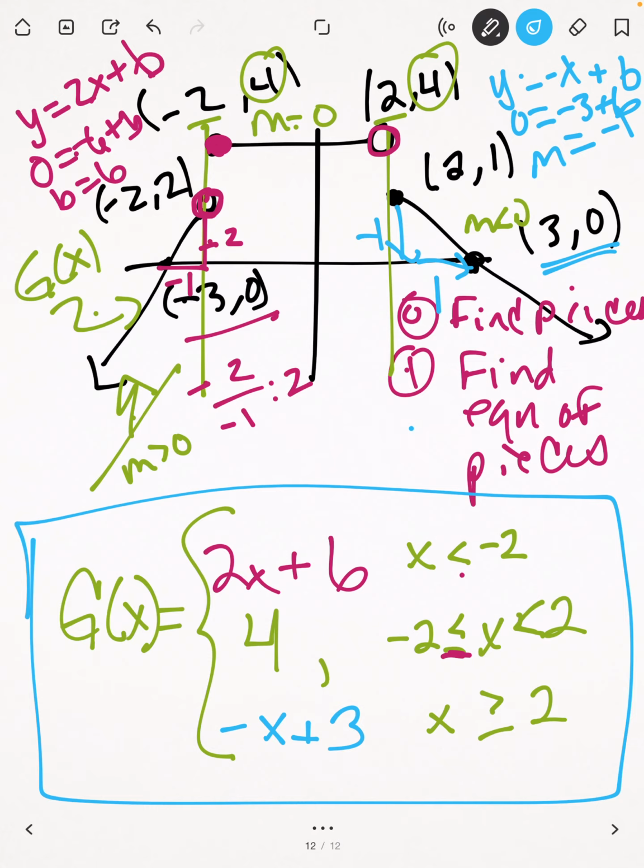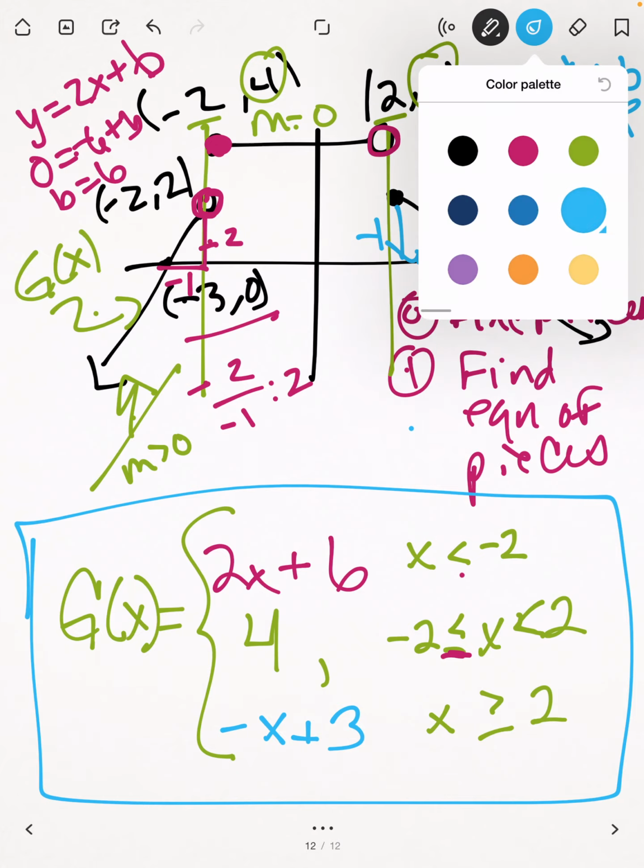We have g of x equals 2x plus 6 when x is less than negative 2. That g of x is equal to 4 when negative 2 is less than or equal to x is less than 2. And we have negative x plus 3 when x is greater than or equal to 2.